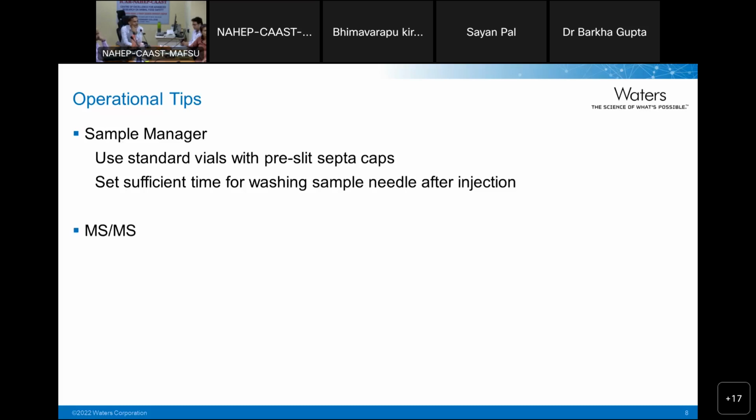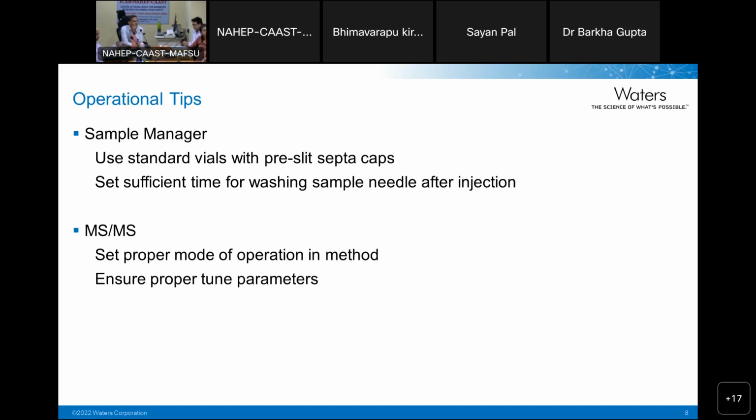The MS detector part. Set proper mode of operation in method. Suppose you want to run an MS experiment and you have set it as a different mode of experiment, then that will not give a proper result, and the entire experiment has to be repeated. So to avoid that, set proper mode of operation in method before starting any experiment.